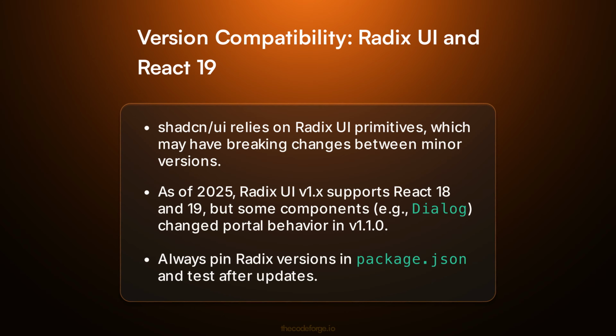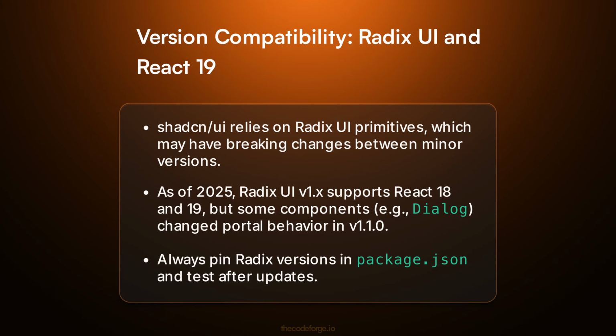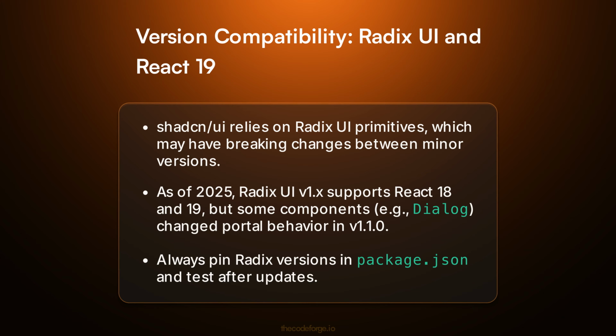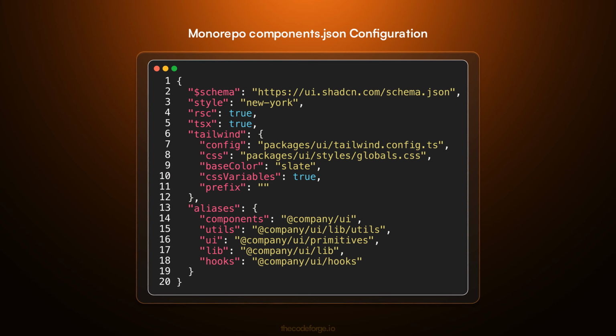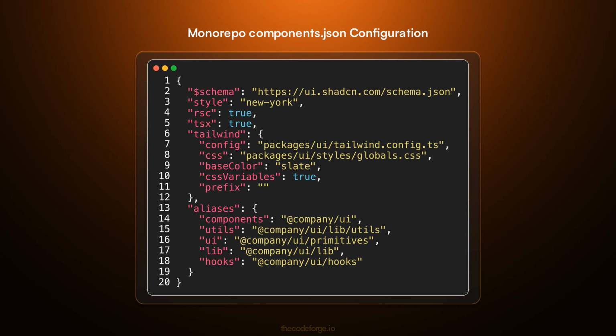Shadcn/UI relies on Radix UI primitives, which may have breaking changes between minor versions. As of 2025, Radix UI v1.x supports React 18 and 19, but some components, e.g. Dialog, changed portal behavior in v1.1.0. Always pin Radix versions in package.json and test after updates. The article describes configuring components.json for a monorepo, but does not show a complete example. This configuration ensures the CLI installs primitives into the correct directory and uses the correct aliases.